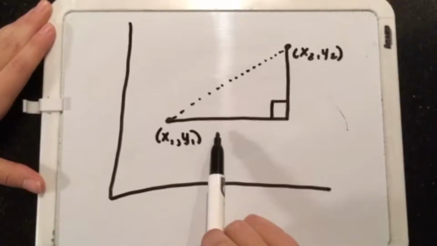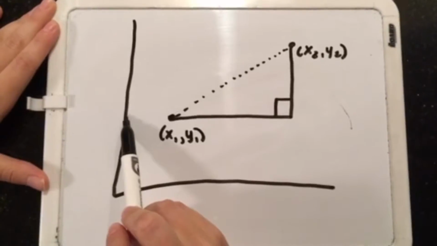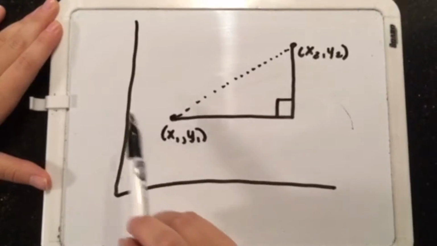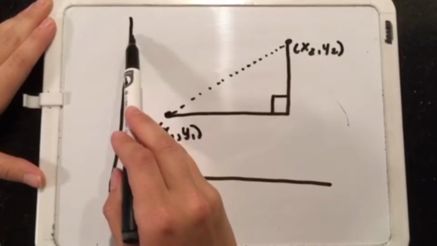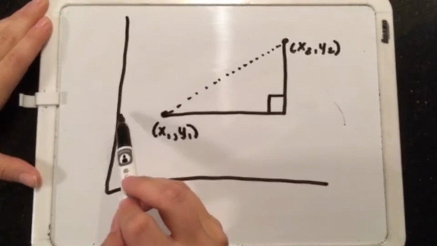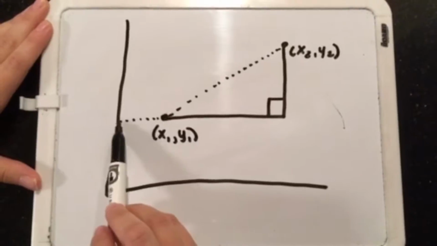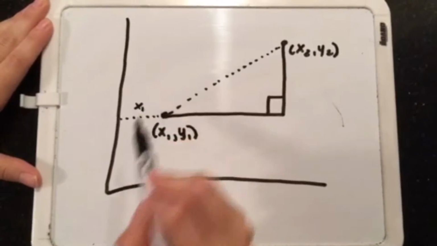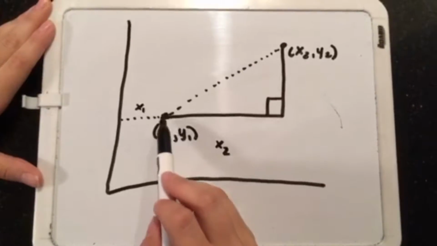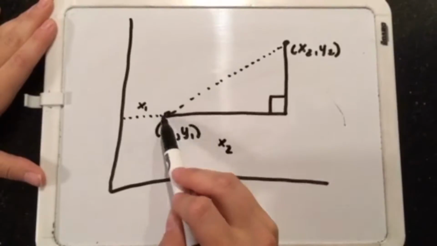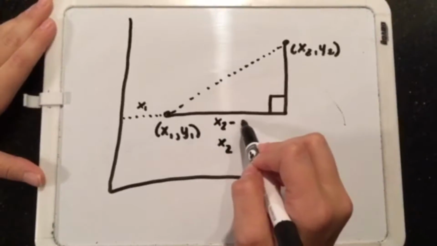So, the distance from this point to the y-axis is simply x1, and the distance from this point to the y-axis is x2. So if I draw this dotted line to extend our horizontal, we have x1 is this distance, and x2 is the long distance. So in order to find the distance on this horizontal, it's simply x2 minus x1.